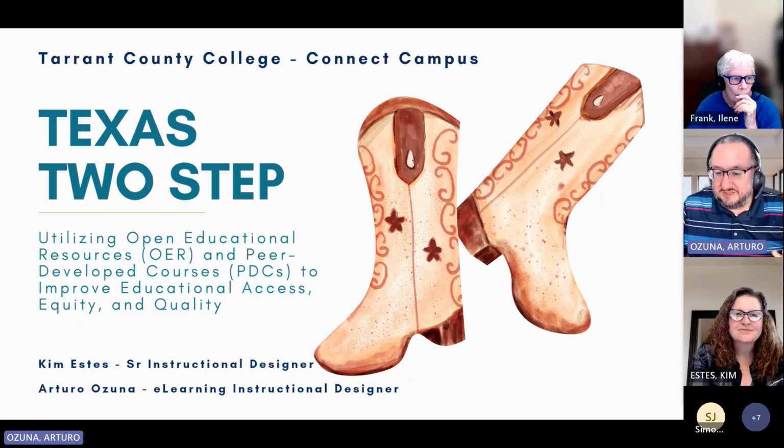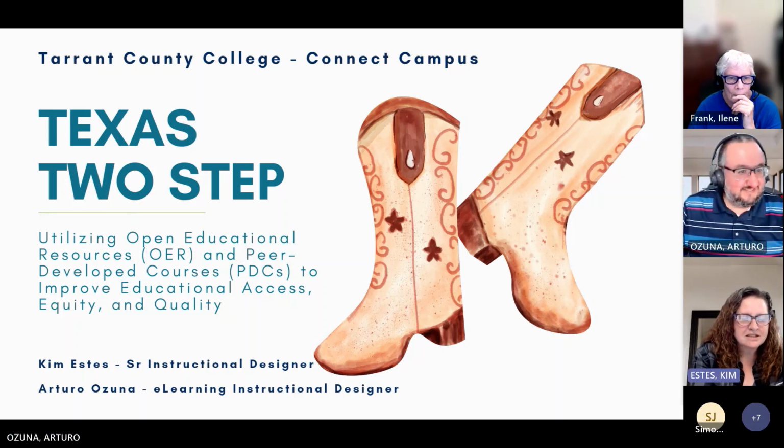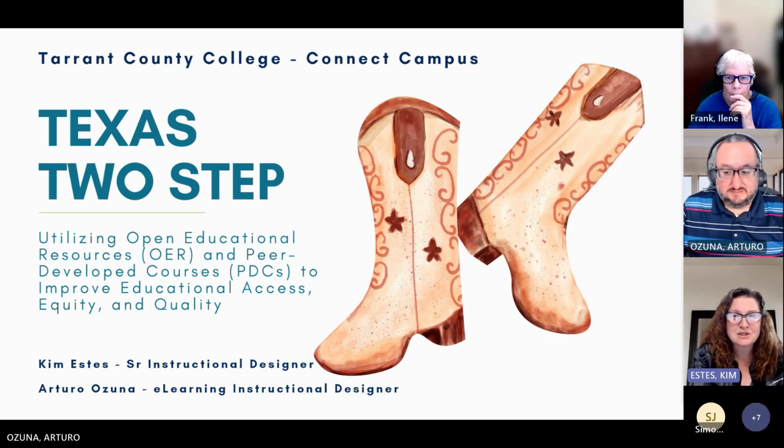Is there anything else you want to talk about or say, Kim, about the online campus? Sure. Tarrant County College Connect Campus was the first all-online campus in the state of Texas. We're one of the largest. And we are not just where the online students take online classes. We are an actual accredited campus in the college district. There are 6 total campuses in our district, of which we are one. So we're very proud to be the Connect campus.